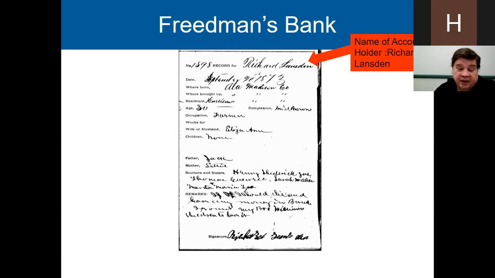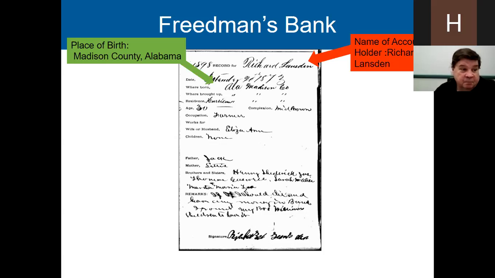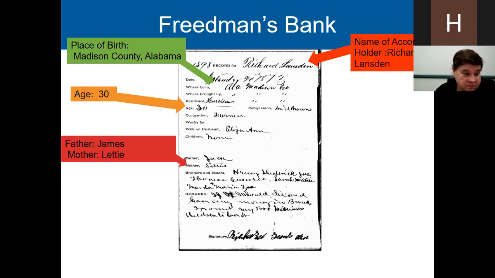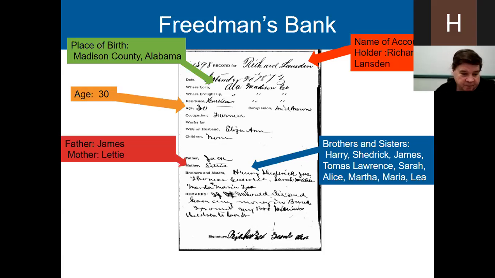Here's the name of the account holder, Richard Lanston. It gives the place of birth of Madison County, Alabama. He was 30 years old. His father was James and his mother was Letty. And he had brothers and sisters, Harry, Shadrach, James, Thomas, Lawrence, Sarah, Alice, Martha, Maria, and Leah.